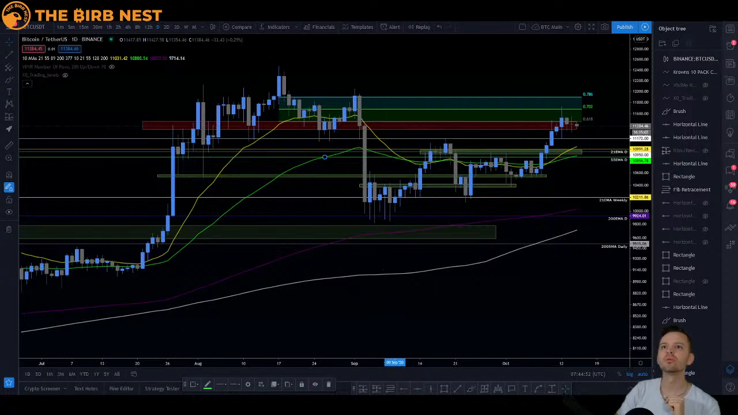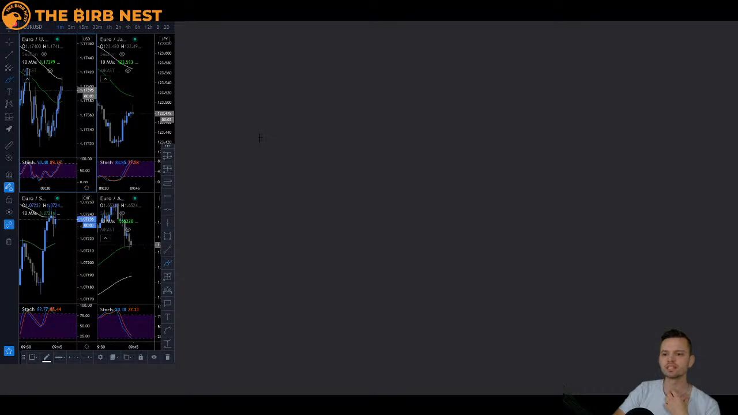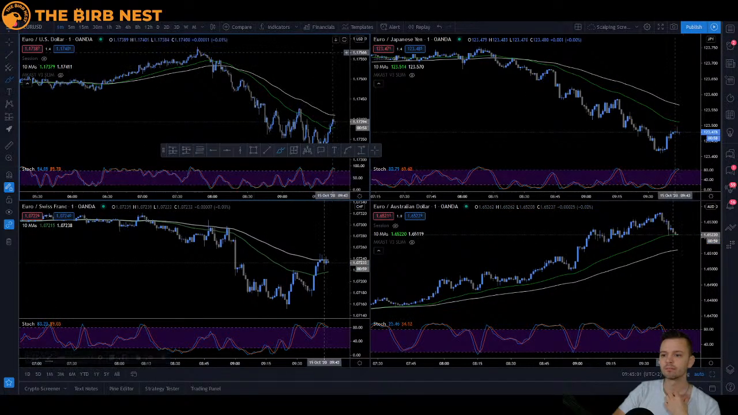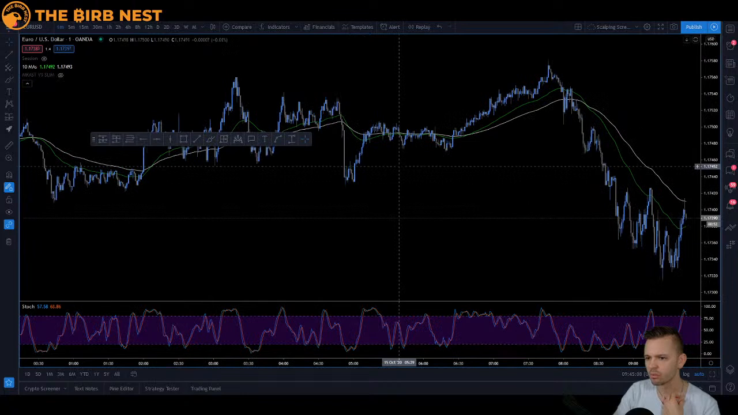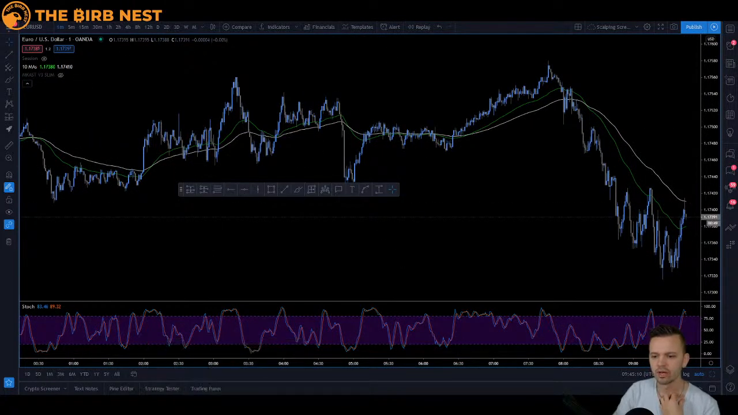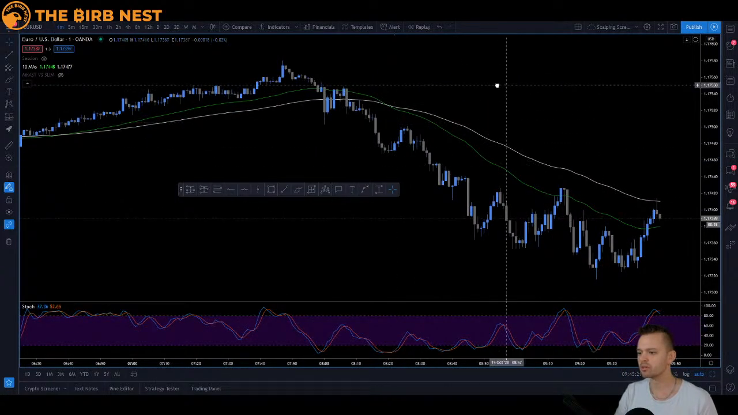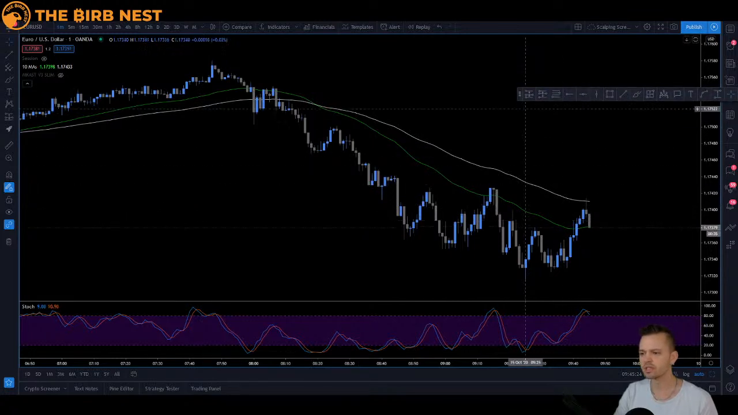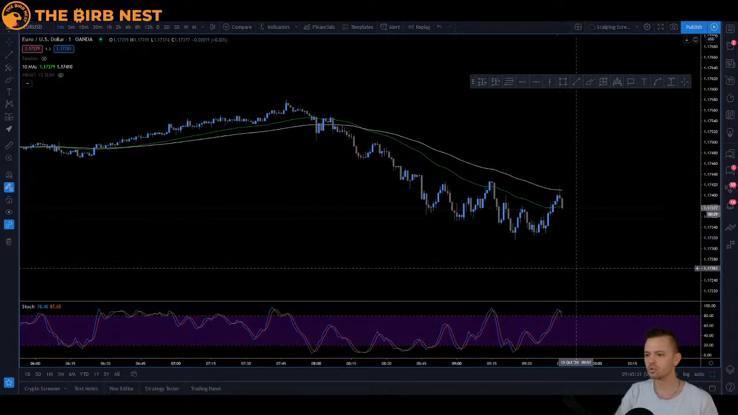Got the Euro USD for a possible short. It's coming up to test the 100 simple right here, with stochastics being at oversold. So what are we waiting for? Well, we're waiting for a reaction here off the 100 EMA, which we are getting right now. Let me pull up my trading terminal. Let's see if we can get in on a short here with this candle close.